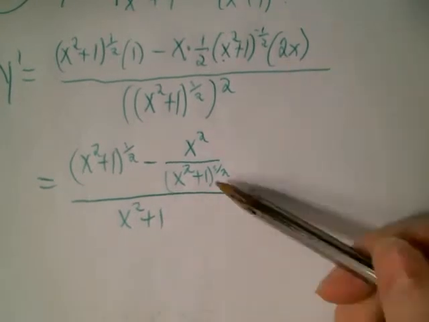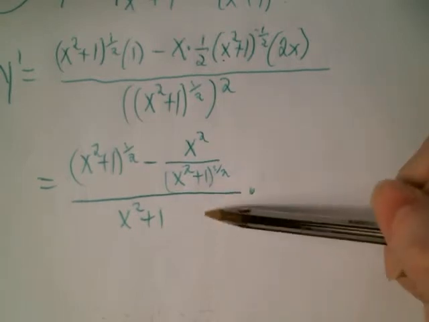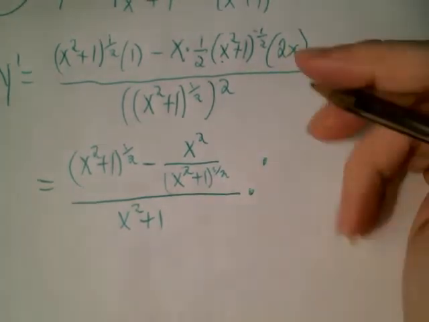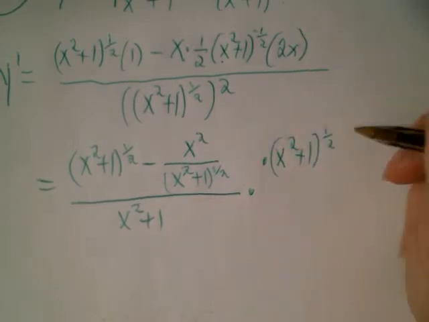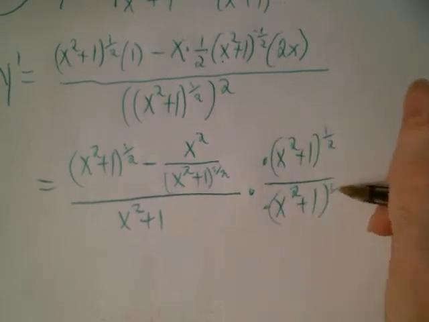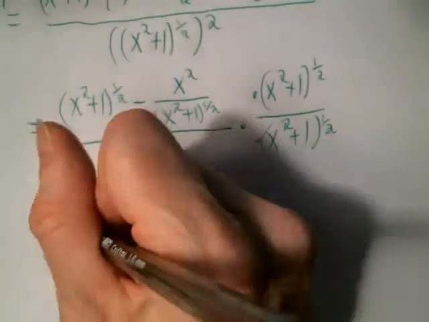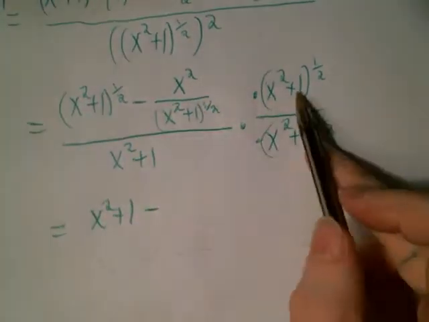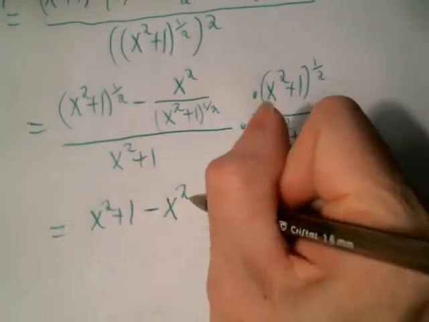Okay, we ended up with some complex fractions, and to deal with those, we're just going to multiply top and bottom by the denominator here that's giving us trouble. So if you multiply top and bottom by x squared plus 1 to the 1/2, things will clear up for you. Right? So this times this, you add the exponents, you'll get x squared plus 1 to the 1, which is just x squared plus 1, minus this times this. Well, this will cancel with this denominator, just leaving you with x squared.